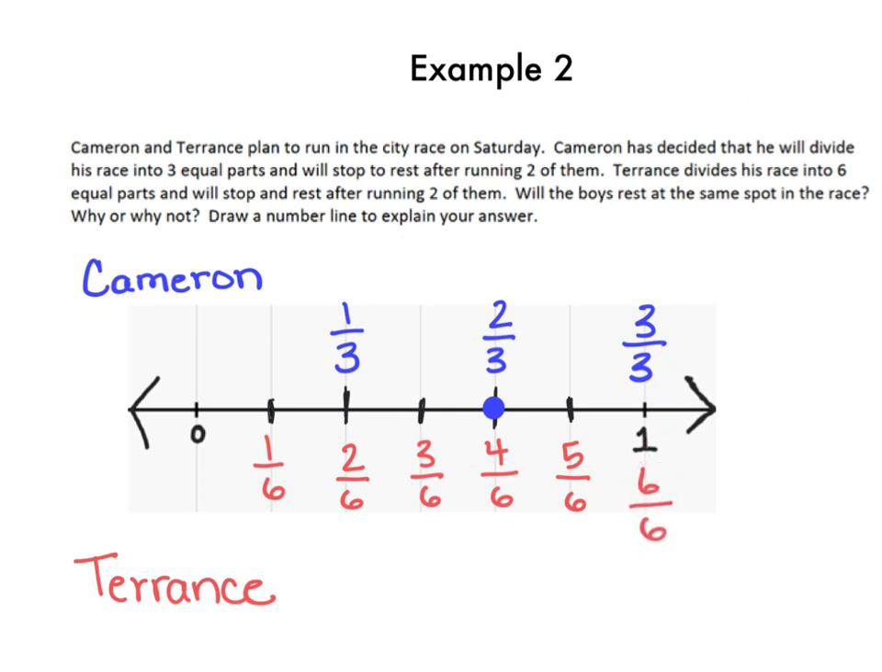Terrence wanted to rest after 2 equal parts of his whole race divided into 6 equal parts. So we know that we can label his resting spot at 2/6. Now we can see that Cameron and Terrence will not rest in the same spot of the race. When Terrence rests, Cameron will only be at 1 out of 3 parts of his race. When Cameron rests, Terrence will be 4 out of 6 parts of his race.